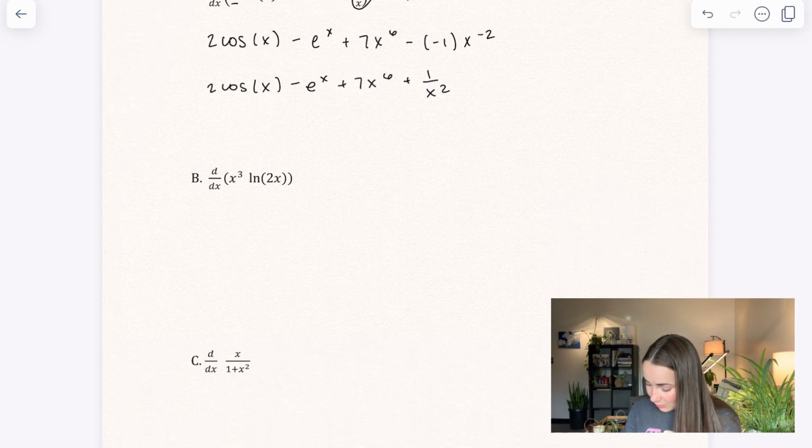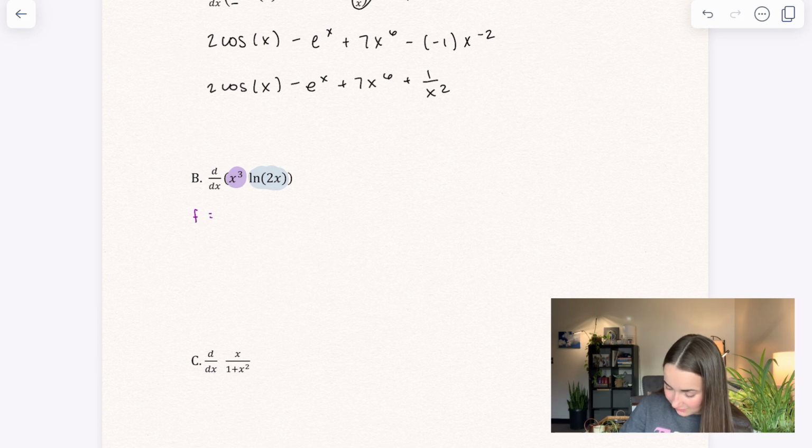Now right here, I notice that we have a product, right? We have a product between x cubed and the natural log of 2x. So that cues me in. I'm going to go ahead and use product rule, and I'll go ahead and set that up for those who like to visually see it.